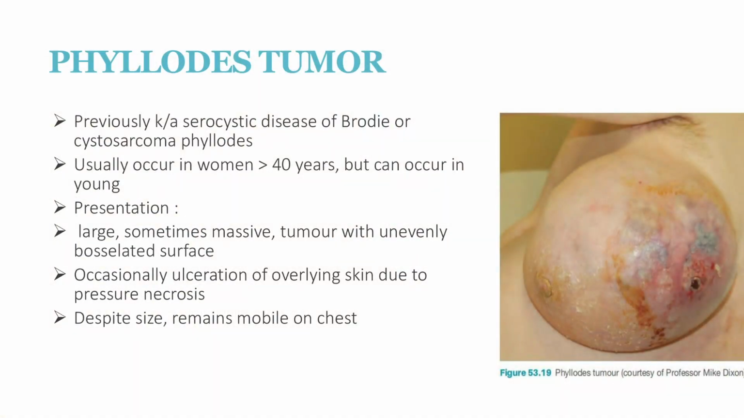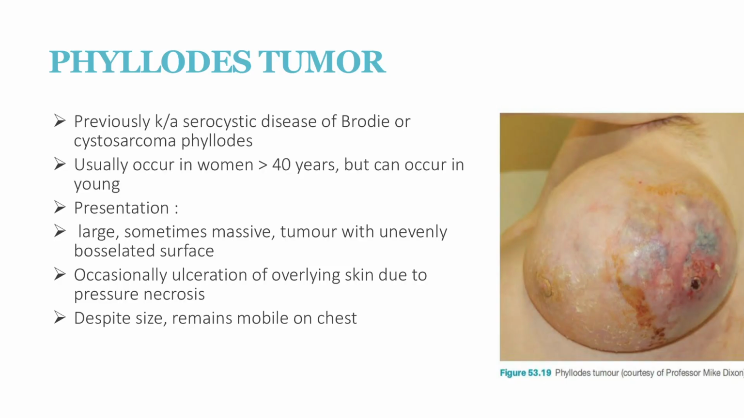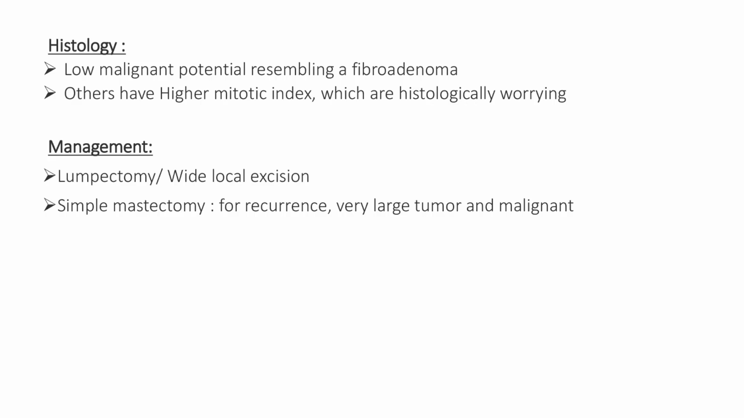दूर से देख के लगता है तो कैंसर ही होगा, but once you examine and you see it is very mobile, there is no lymph node, then it is the phyllodes tumor that can be diagnosed. You see a few photographs of the phyllodes tumor, excised specimen. On histology, some have no malignant potential, resembling fibroadenoma. Others have a higher mitotic index, which is histologically worrying.